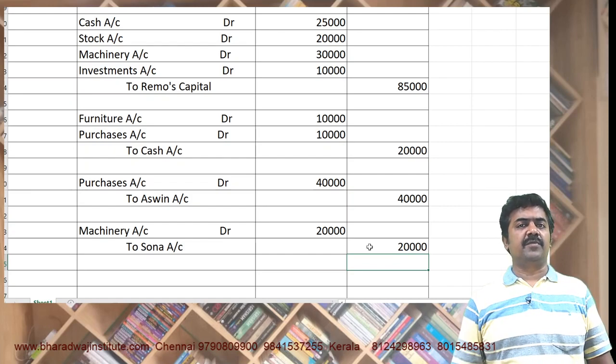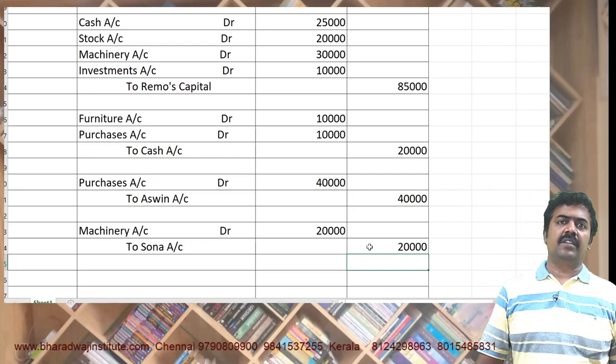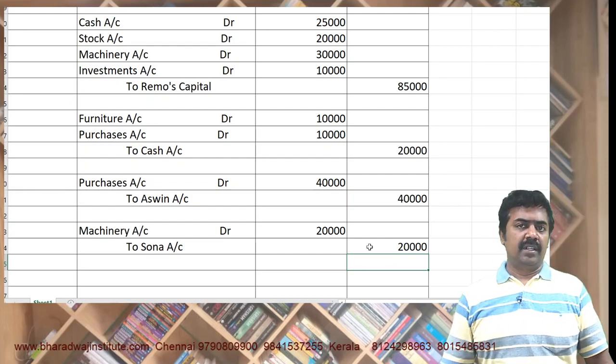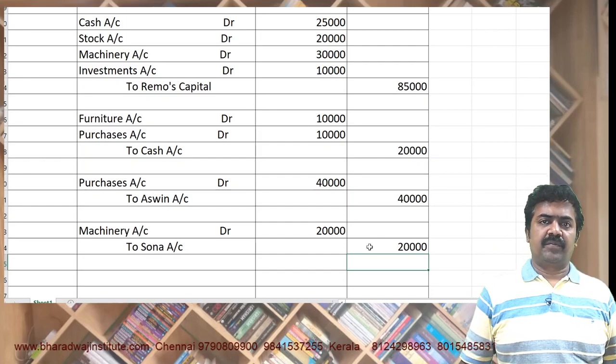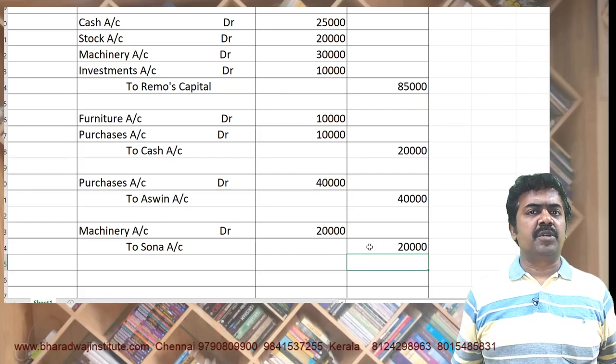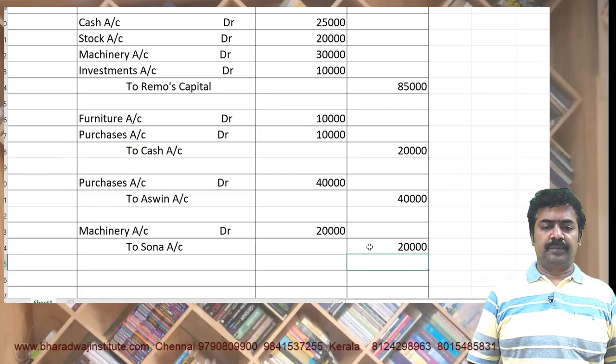When they don't give you detailed information on whether it is for cash or credit, you can assume. In some textbooks they tell you, if nothing is given, assume that as cash. You can do that. Since names are used, you can assume that as credit purchase also.